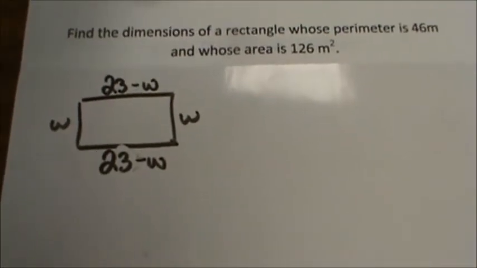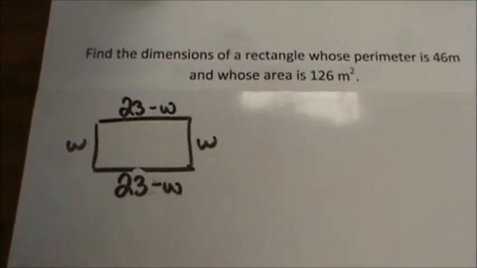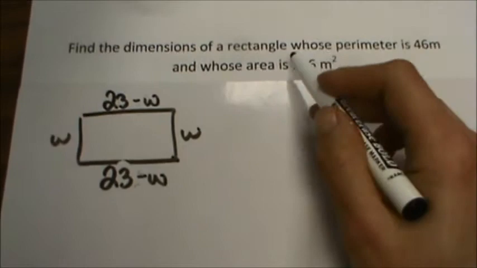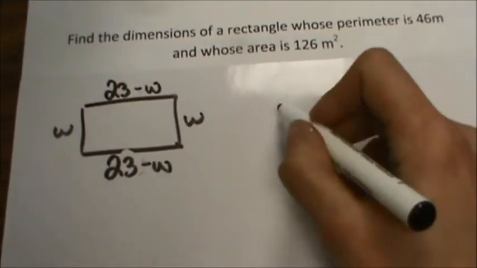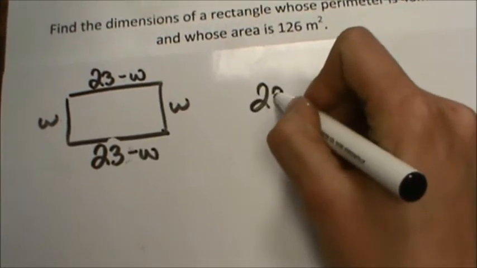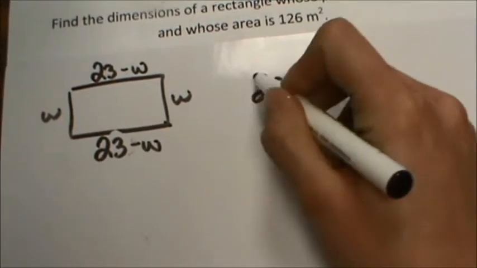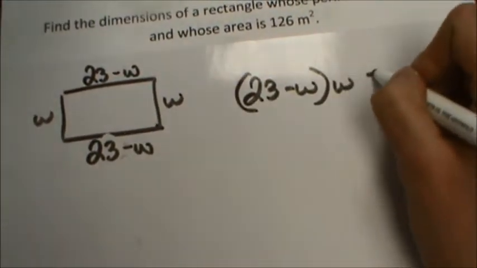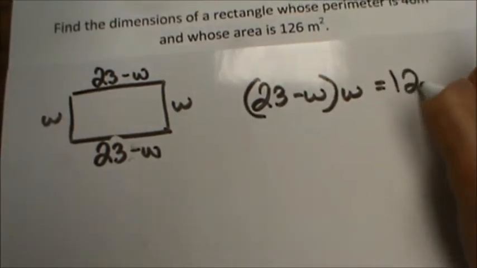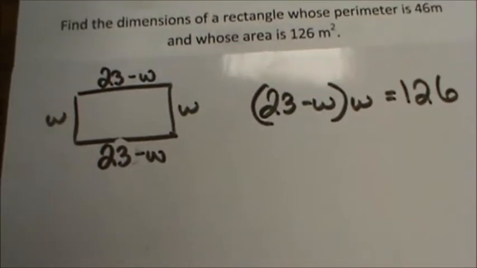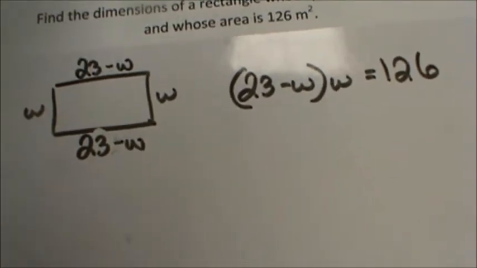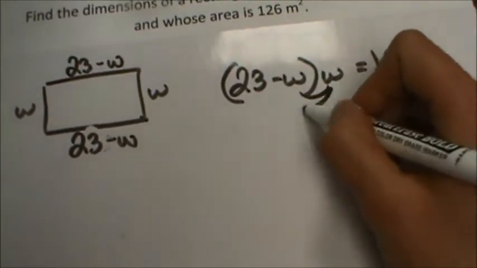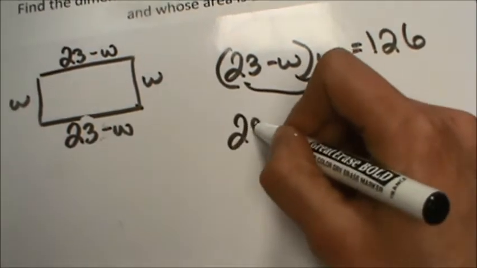Now that I have the dimensions of my rectangle using only one variable, I can use this other fact about the area to write my final equation. Area is length times width. My length is 23 minus W, and my width is just W. I know that the area equals 126. This now is an equation that we've been dealing with in class to figure out how to solve. I'm going to distribute backwards.